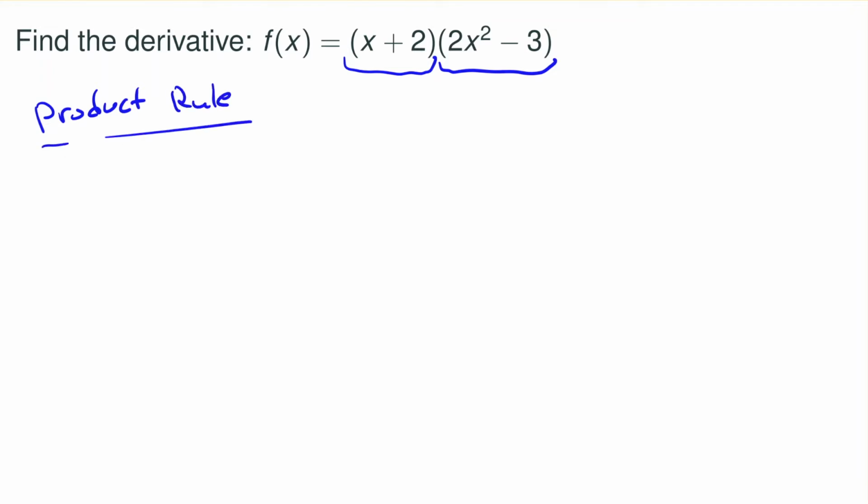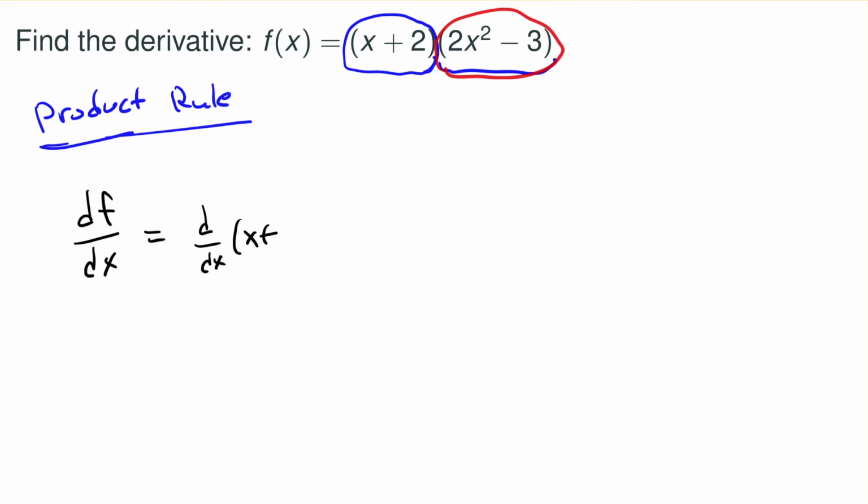The important thing with all these rules is that you need to be able to recognize what rule to use when. So here we have two functions multiplying. This multiplied by this. So if I find the derivative of the function with respect to x, I can write it this way: derivative of the first function times just the second function without the derivative, plus the derivative of the second function times just the first function. Oops, that's x plus 2.